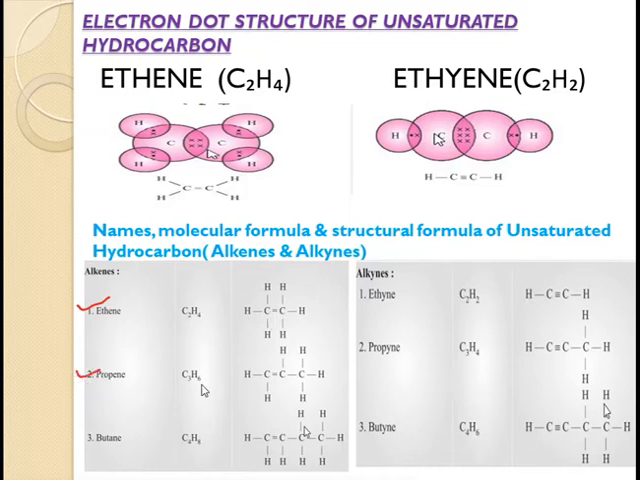In propene, 3 carbon atoms are present and 6 hydrogen atoms are present. So we'll put the 6 hydrogen atoms. Then also we can see that one of the carbons is not satisfying its valency, meaning it cannot have 4 bonds. So what we have to do? We have to put a double bond over there.